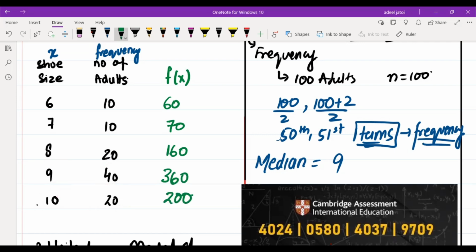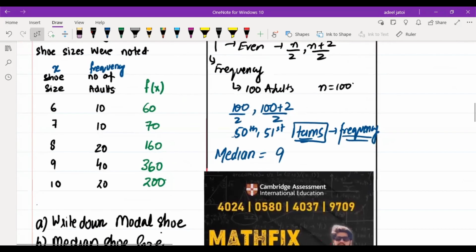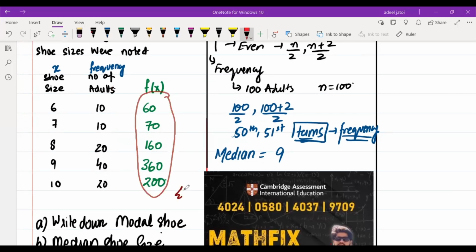Now, what does that mean? Summation of fx upon summation of what? f. The formula is summation of fx upon summation of f. When you have the data, what you're going to do is add the data. So adding up this particular data of frequency will give you summation of f, whereas adding up this data will give you summation of fx.